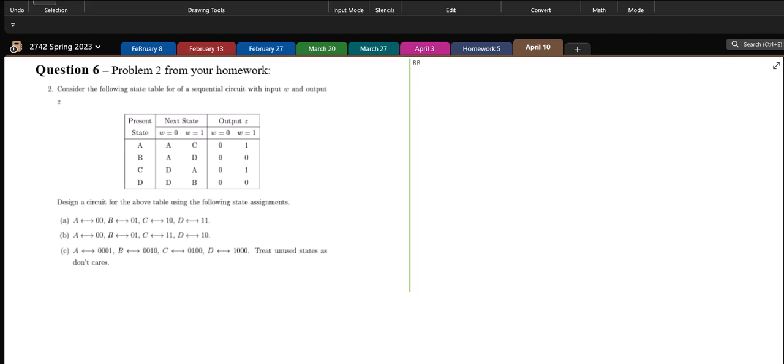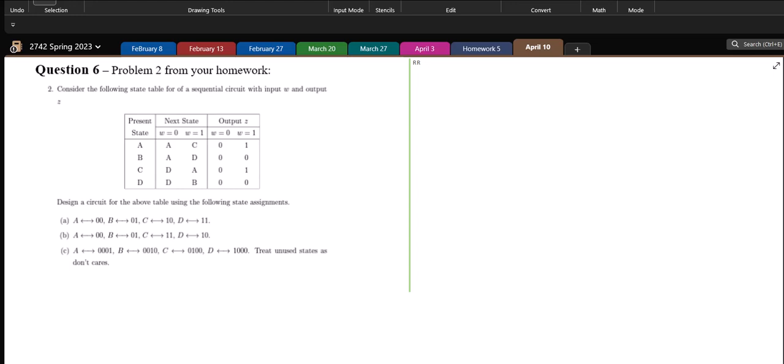Table, and we are supposed to design a circuit with input W and output according to the state table. And he gives 3 different possibilities for state assignments. So it's just the same problem done 3 different ways, but you'd end up with 3 different circuits. They all do exactly the same thing, but one of them might be lower cost than another, which would be why you would do this in the first place, why you would try out different state assignments.